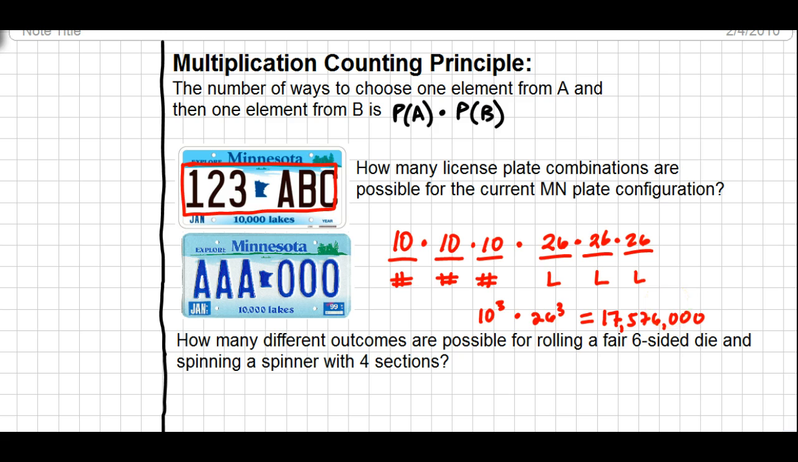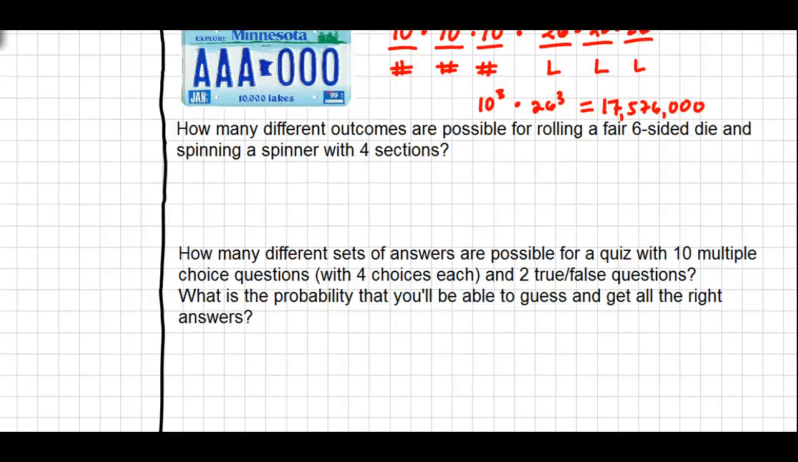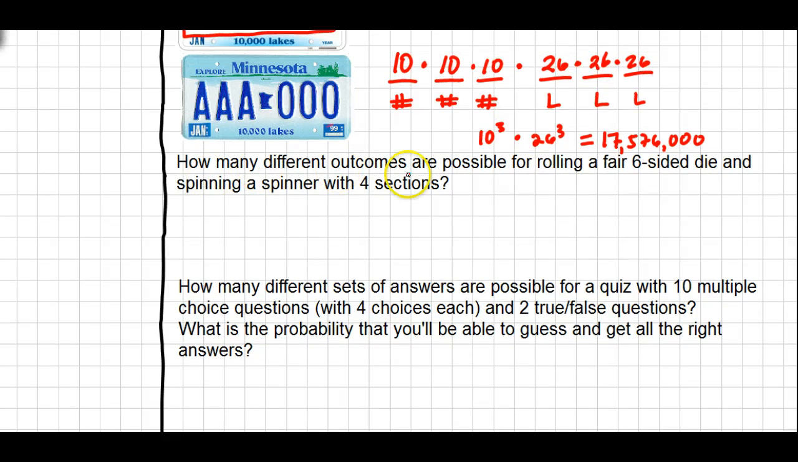Some other questions that students might encounter are more mathematical in nature, or more like what you would see in this class. How many different outcomes are possible for rolling a fair 6-sided die and spinning a spinner with 4 sections? In this case, we only have 2 things we're worrying about. We've got a die and we've got a spinner. On the die there are any numbers from 1 through 6 available, and on the spinner there's 4 sections. They have to tell us that or give us a picture of the spinner. So when we multiply together for the multiplication counting principle, we get 24 different outcomes.